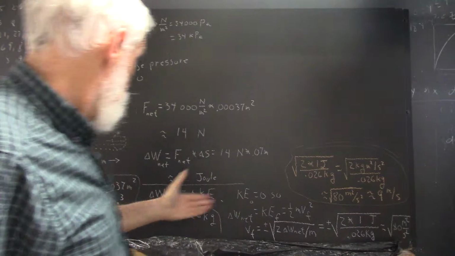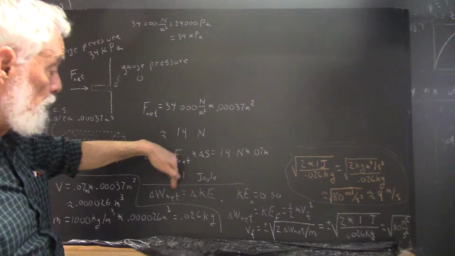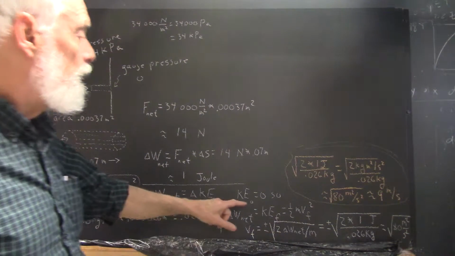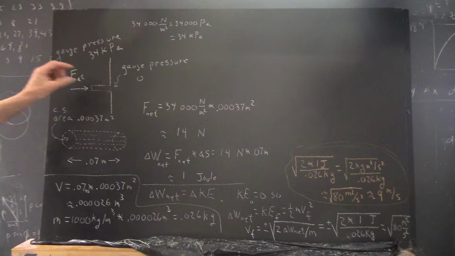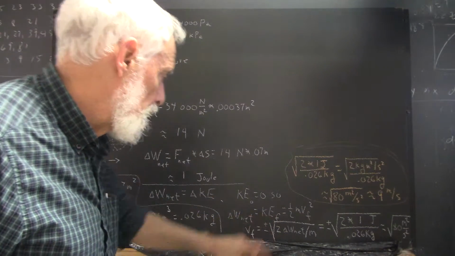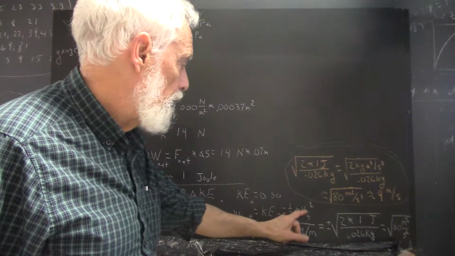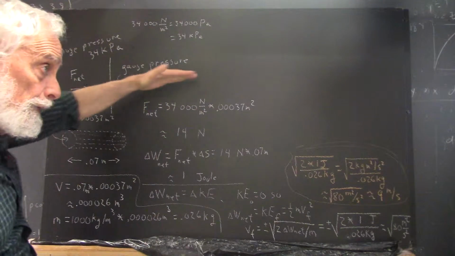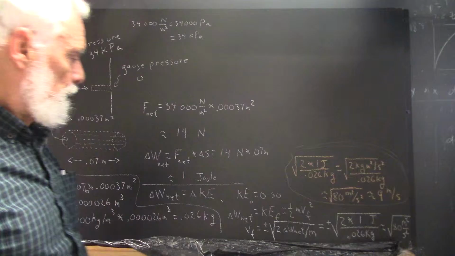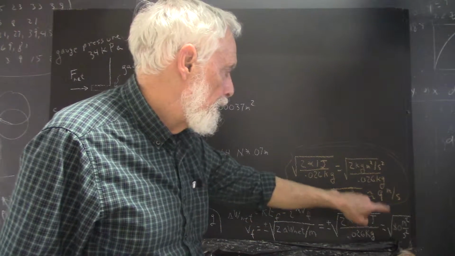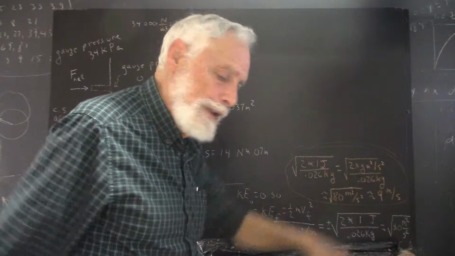Plugging that in to the work kinetic energy theorem, which says the work done by the net force is the change in kinetic energy. Since the kinetic energy of this plug is initially 0, the change in the kinetic energy will just be the final kinetic energy, which is 1/2 mass times final velocity squared. Final velocity being the velocity with which this exits. We solve for final velocity. We plug in our numbers, and we get our result.